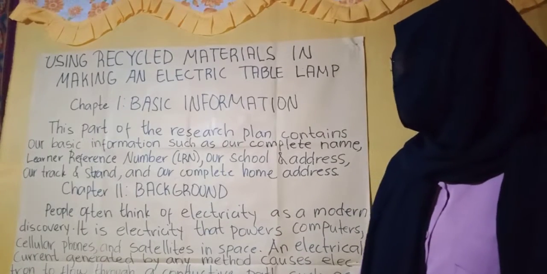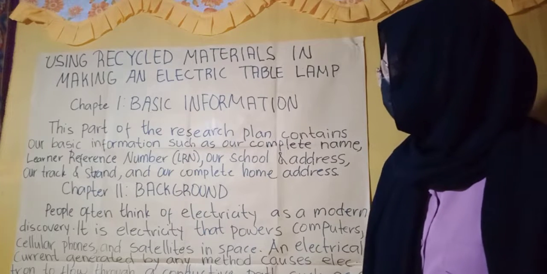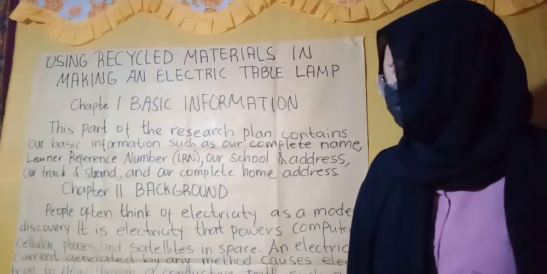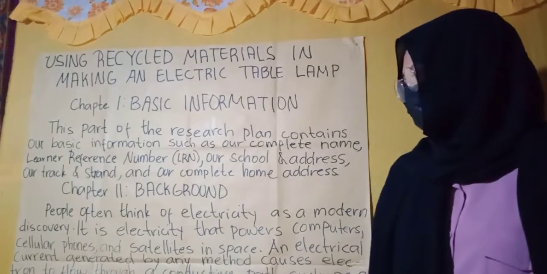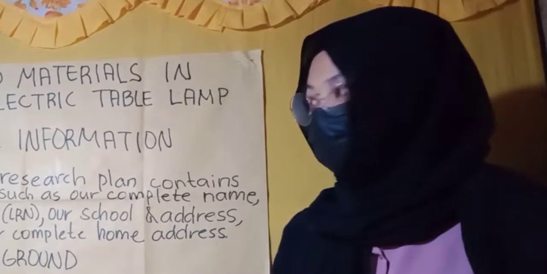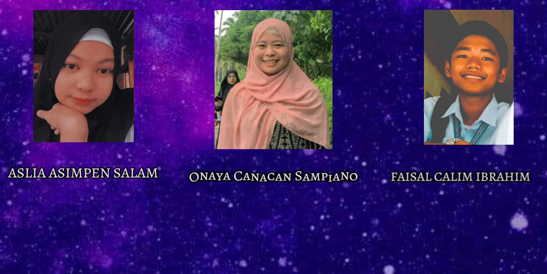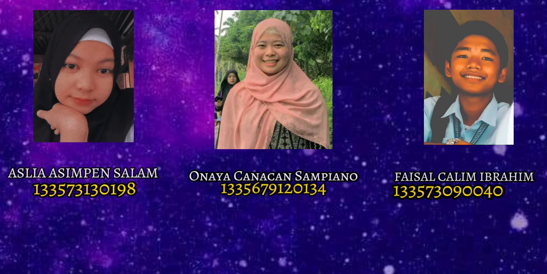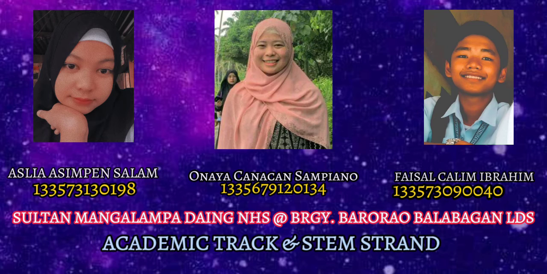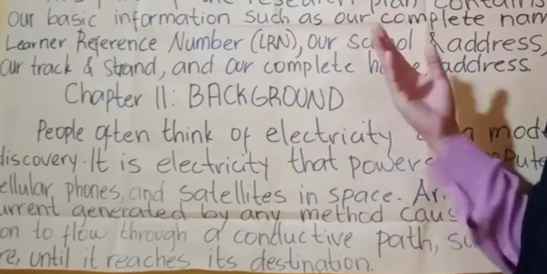This part of the research plan contains our basic information such as our complete name, learner reference number or LRN, our school and address, our track and strand, and our complete home address. Since we do not have the same information, we have our own basic information. We put our complete name, our learner reference number or LRN, our school and address, our track and strand, and our complete home address. Now let's proceed to Chapter 2, Background.